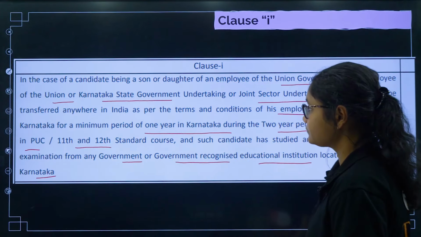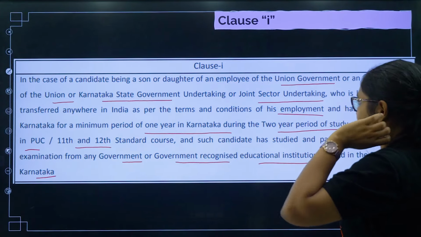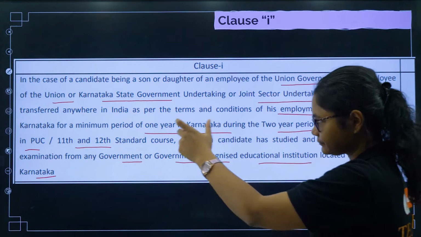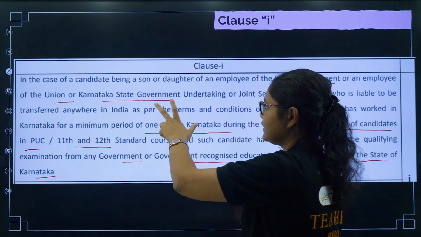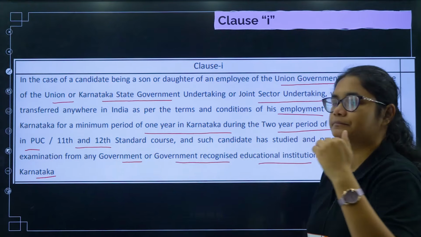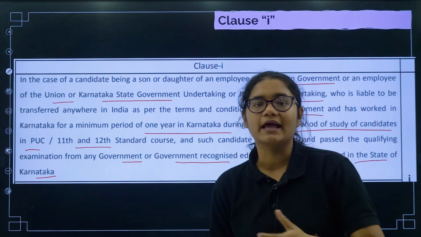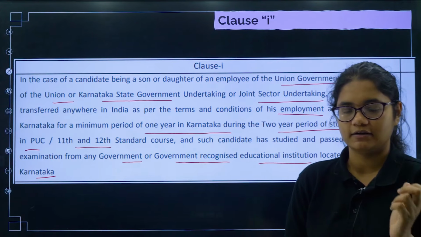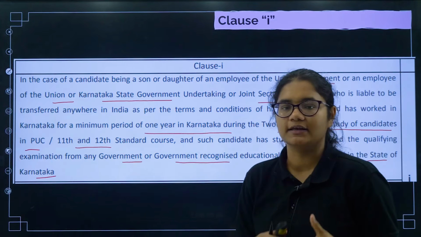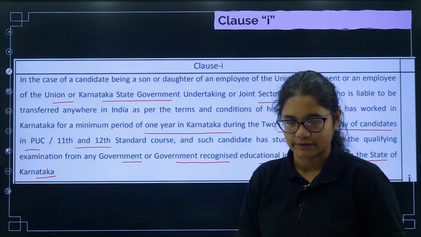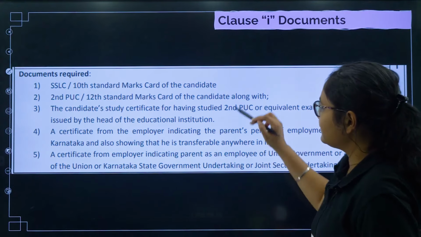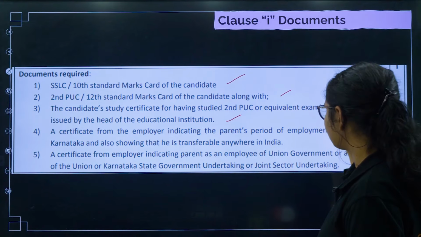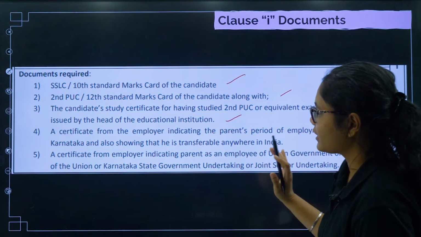Now see, suppose your parent belongs to some union government or Karnataka state government, okay, and they can be transferred to any part of the country at any point of time. If you are the daughter or son of such a parent, then also you are eligible. Now what all things you have to submit? 10th certificate, 12th certificate, your 12th certificate that you have qualified the exam from Karnataka.